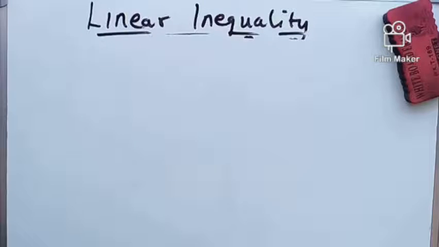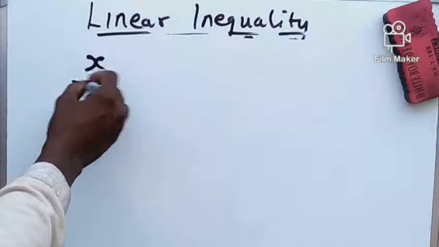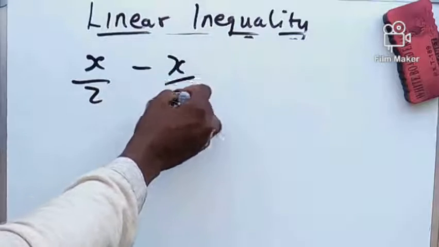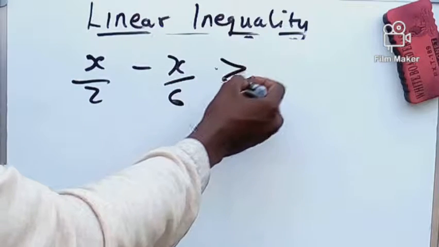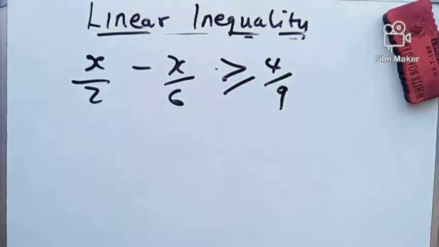So do well to check out my video on linear equations involving fractions to understand how to tackle problems like that. So let's take an example. Let's say we have x over 2 minus x over 6 being greater than or equal to 4 over 9. How do we tackle this problem?